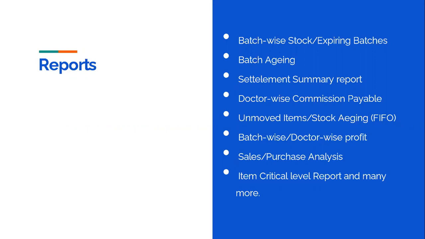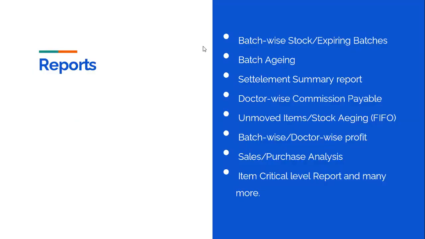Also, we have the stock aging FIFO basis report, the first in first out stock aging report, and the batch-wise doctor-wise profit report. This is important nowadays. Profit report is very important. And sales and purchase analysis report, item critical level report, and many more. So the critical level report also we may get in this software. Other than this, we have a lot of reports in the software. Let us see what reports are available in Busy practically.